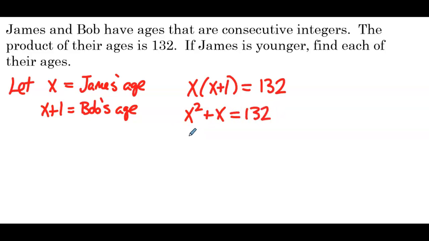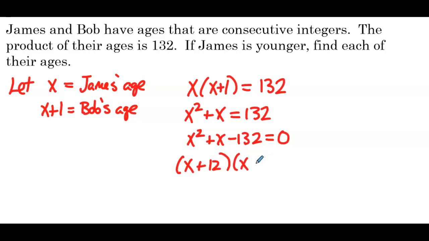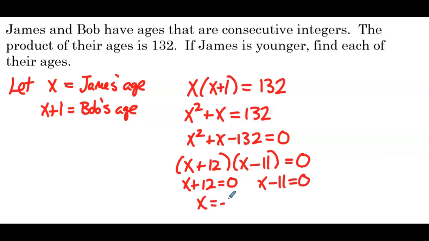We have a quadratic equation, which we need to set equal to 0. So x squared plus x minus 132 equals 0. So now we need to factor this. So we need a factor pair of negative 132 that adds to positive 1. So it's going to be x plus 12 and x minus 11. So that means that either x plus 12 equals 0 or x minus 11 equals 0. So either x equals negative 12 or x equals 11.